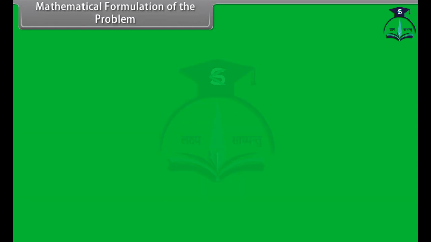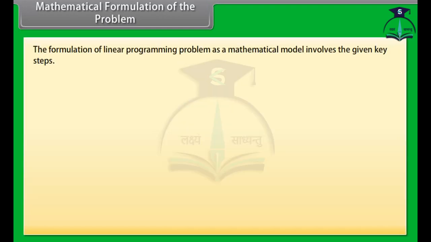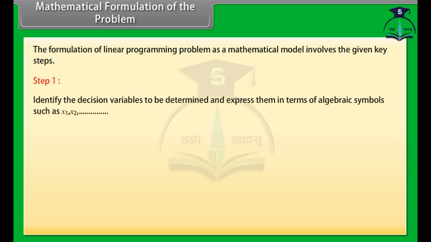Mathematical formulation of the problem. The formulation of linear programming problem as a mathematical model involves the given key steps. Step 1. Identify the decision variables to be determined and express them in terms of algebraic symbols such as x1, x2 and so on.